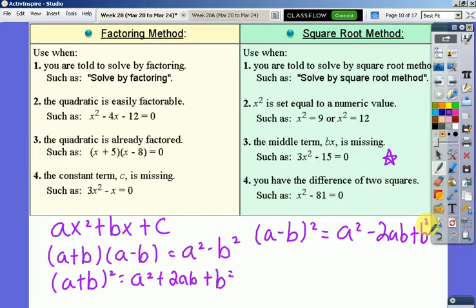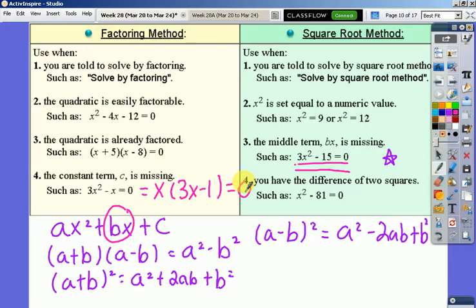So when we have this bx term, that middle term missing, that's often an indication that we should solve by square roots. We add 15 to both sides, divide by 3, then take the square root. Number 4, the constant term c is missing. Why is this easily factorable? What can we pull out? An x, right. And so this becomes x times 3x minus 1 equals 0. You set that equal to 0, you set that equal to 0, and you solved it, right?